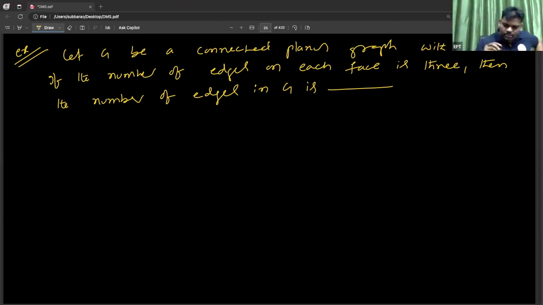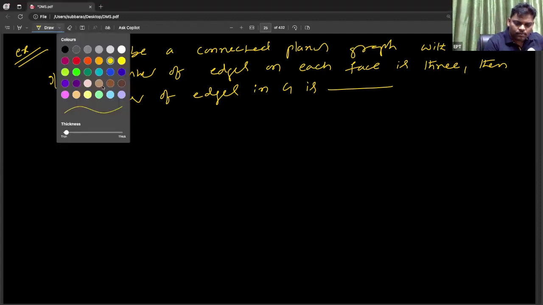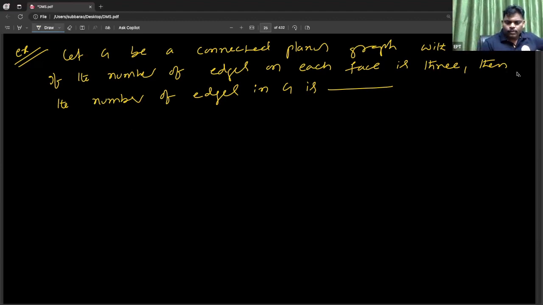Yeah, let's try this. So can you help me now? What is the degree of every region? With 10 vertices, if the number of edges on each face is 3, the degree of every region is 3.